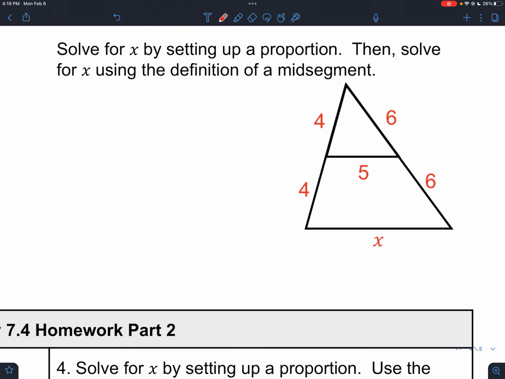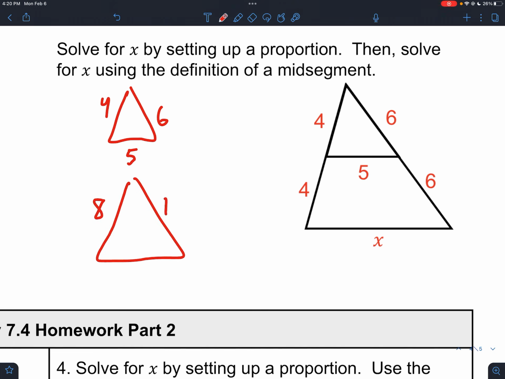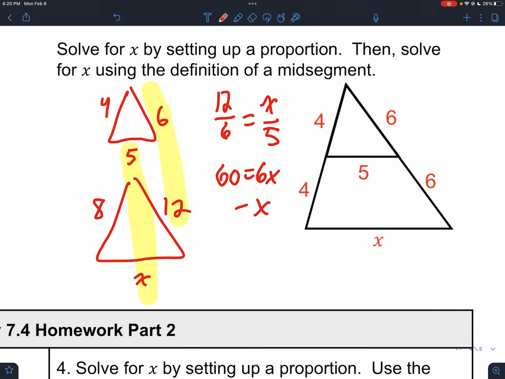Okay, so it says set up a proportion to solve. Okay, so if I draw my separate triangles, right? You could set up a proportion between this side and this side. So how about 12 over 6 is x over 5? So x is 10. So you could do something like that.